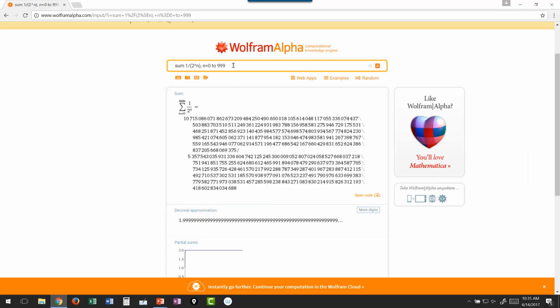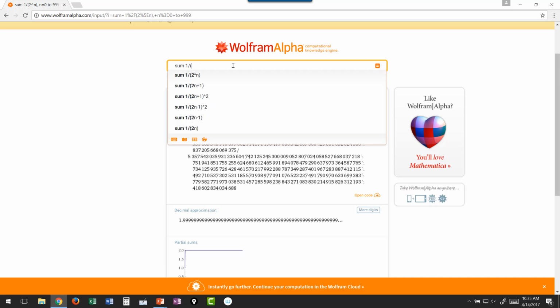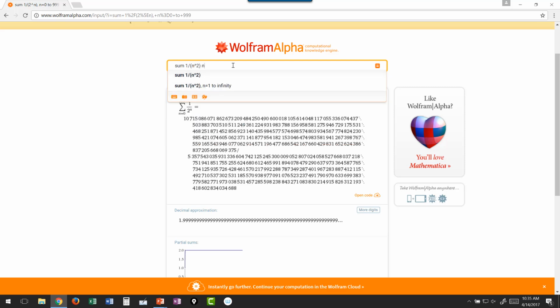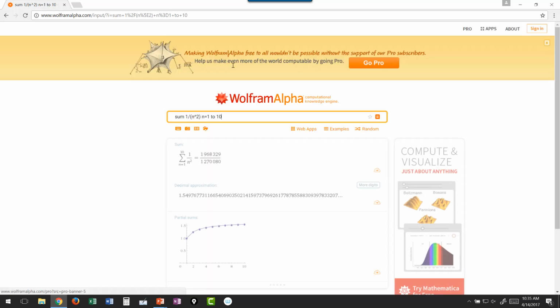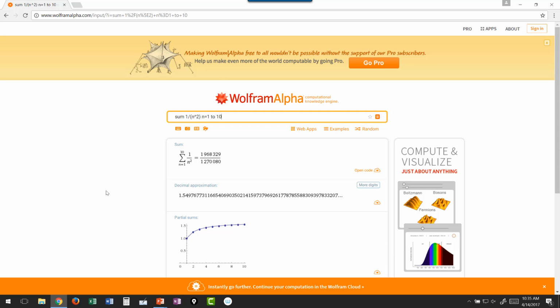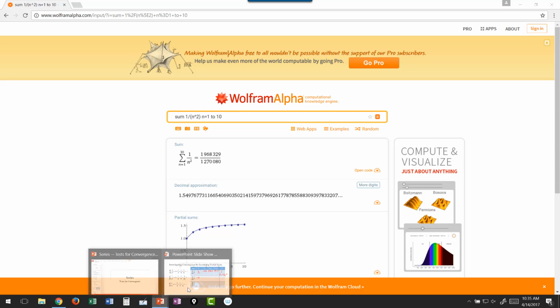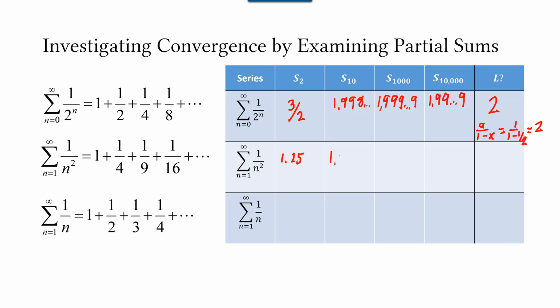To Wolfram, we have to change the form of the sum now. Instead of 2 to the n, I have n squared. So I'm taking the sum, 1 over n squared, n equals 1 to 10 in this case. All right, the result I get is about 1.549. I guess I can round that to about 1.55. So 1.55 or so.